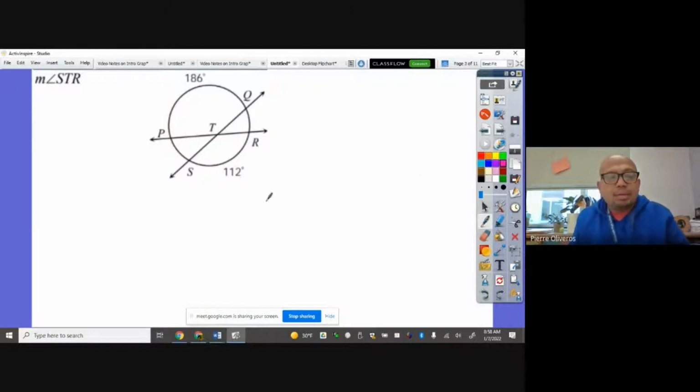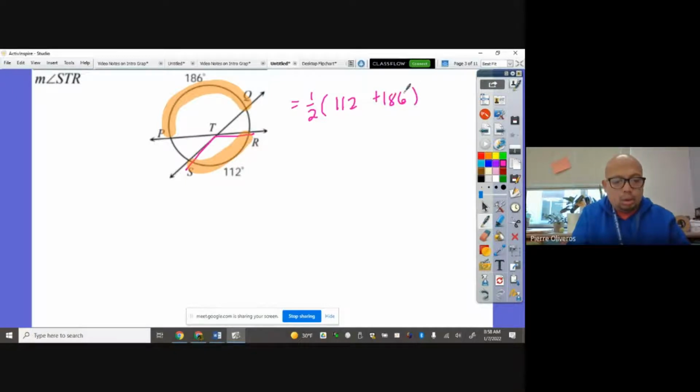Find the measurement of angle STR. STR is right here. So same thing. The arc opposite to STR is 112, and on its back on the other side is 186. So applying the formula, half of the measurements of arcs 112 and 186. So 112 plus 186 divided by 2 will give me 149 degrees for angle STR. Okay, that's 149.